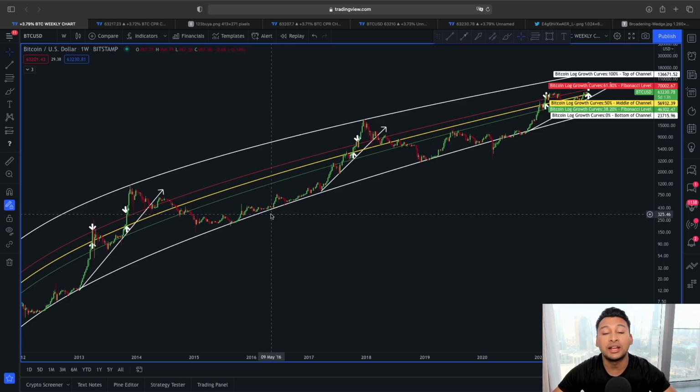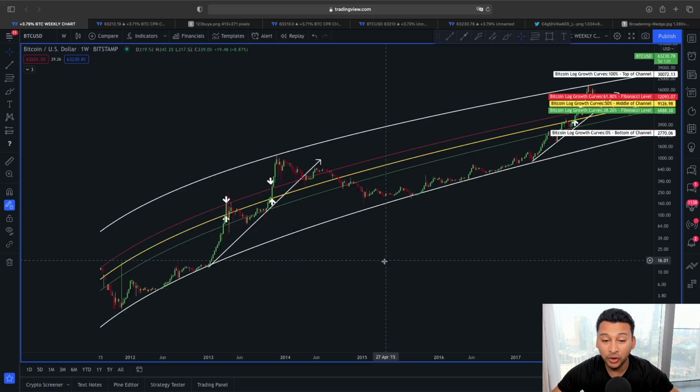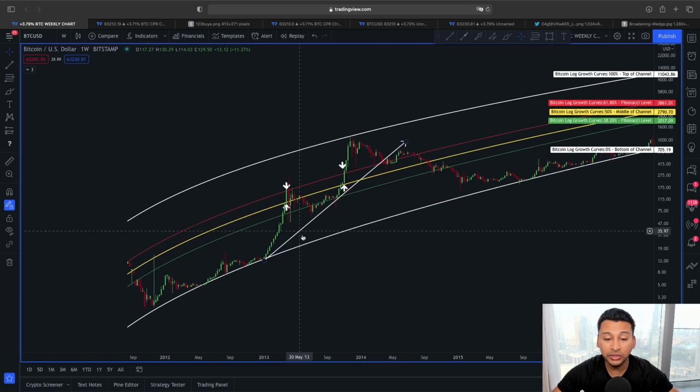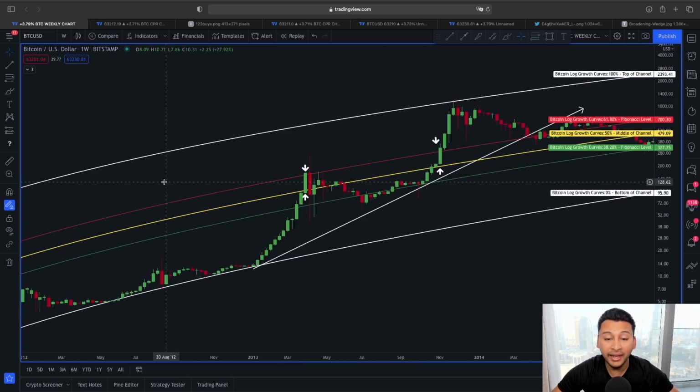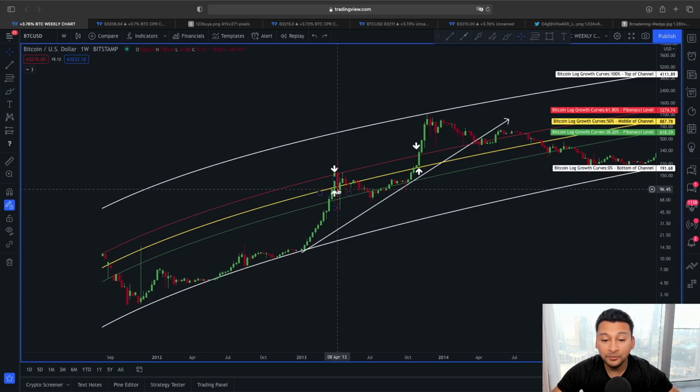The reason why I'm showing you this is because according to this Bitcoin logarithmic growth curve, if we go back all the way from 2013, you can see guys, whenever the price of Bitcoin was able to find support above this yellow line, which is the Bitcoin logarithmic growth curve 50%, we always tested the next Fibonacci line, which was the 61.80 Fibonacci line. And only after that we decided where we were going to head, because we were not able to find support above the 61.80. We saw this price reversal.